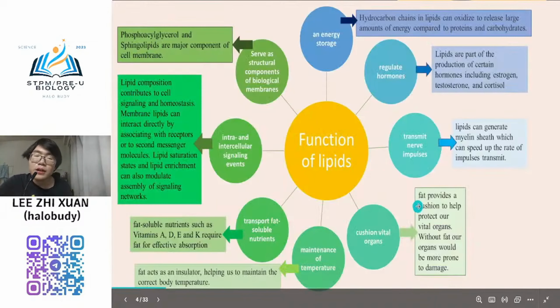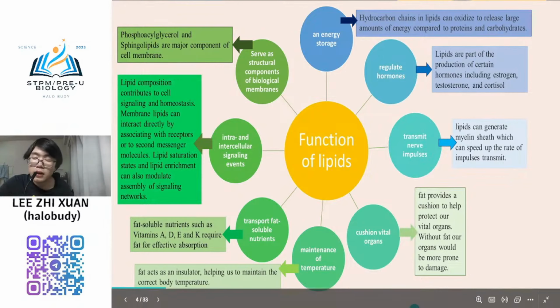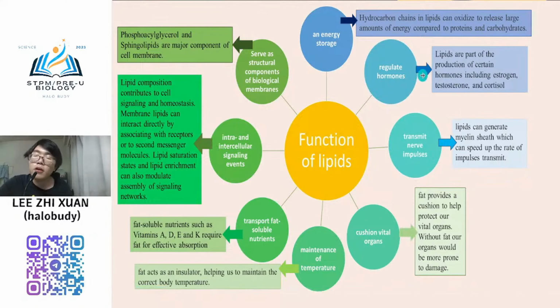Okay, so this one is the general function of the lipid. Normally the main function is energy storage. You already mentioned it is a rich organic molecule, right? So it will play a major role in energy storage. And another function is to regulate hormone, because some hormones are actually considered as lipid. For example, estrogen, testosterone, and also cortisol. These hormones are under the category of lipid.